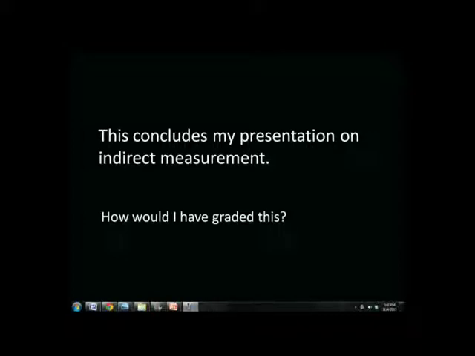Now the question is, how would I have graded this? This is in the scoring rubric I handed out today. First of all, I used a PowerPoint, Prezi, or some other form of electronic type. That would have been a 10 out of 10. I think it was well done, if I don't mind saying so myself.